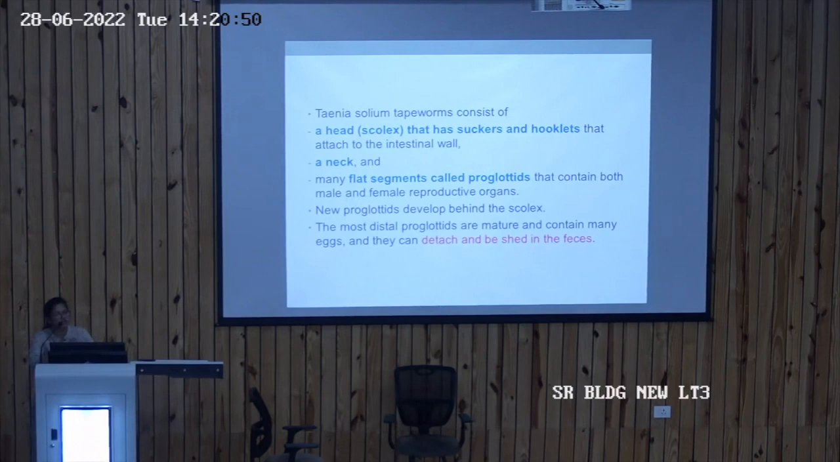So in histopathology, when we get a biopsy of an organ with suspected cysticercosis, we can see all these structures of cysticercosis. The suckers, hooklets can be seen. They have a neck, and down the neck we have flat segments called proglottids that contain both male and female reproductive organs. New proglottids develop behind the scolex, and the most distal proglottids are mature and contain many eggs. These proglottids can detach from the body and can be shed in the feces.